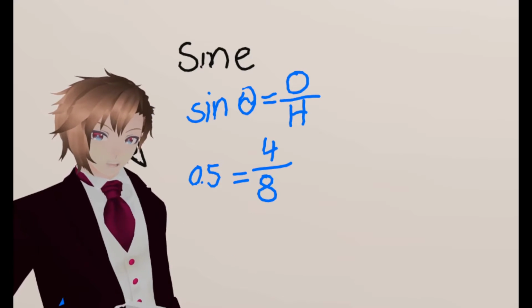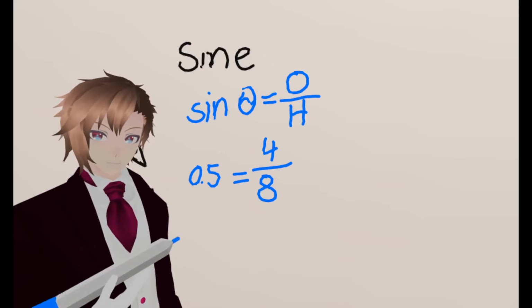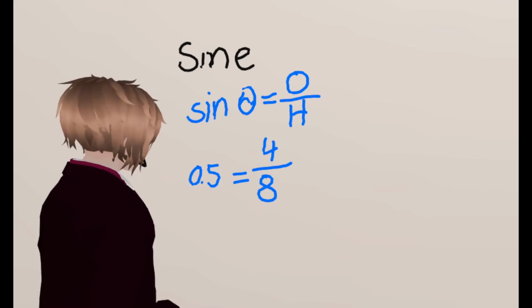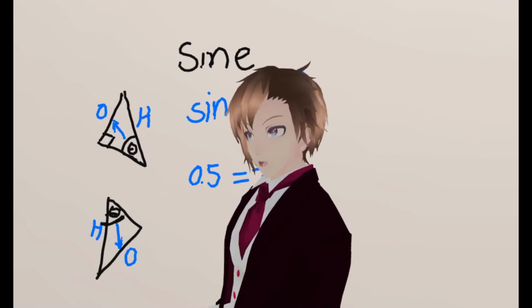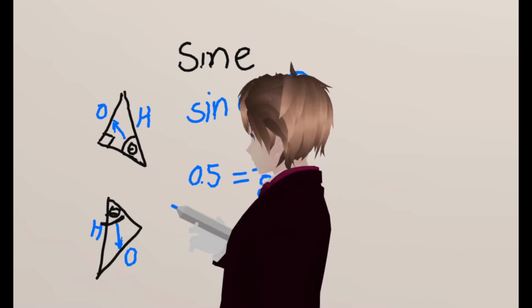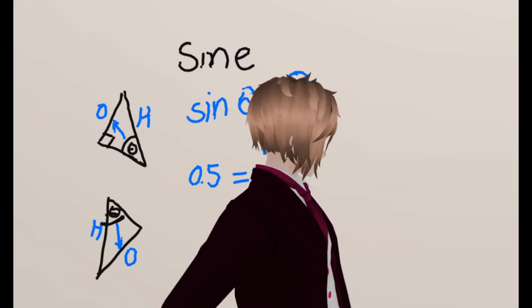Now we have 3 sides, so we're going to be comparing 2 different sides 3 times. So we have the hypotenuse and the opposite. Now let's compare the adjacent and the hypotenuse.